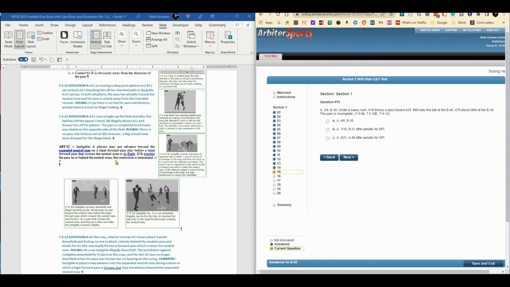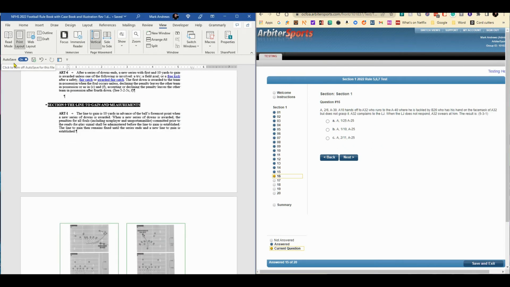So, because B touched it, we do not have pass interference and we do not have ineligible players downfield. We simply have an incomplete pass. Had B not touched it, we could have both offensive pass interference and ineligible players downfield. So, the answer is A.